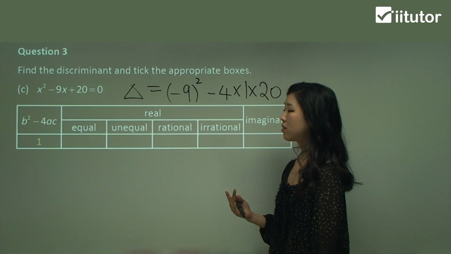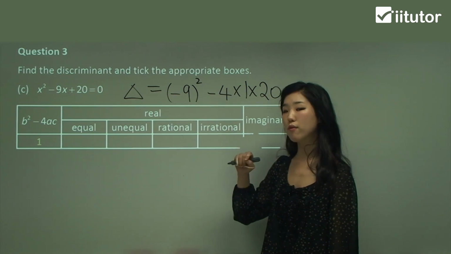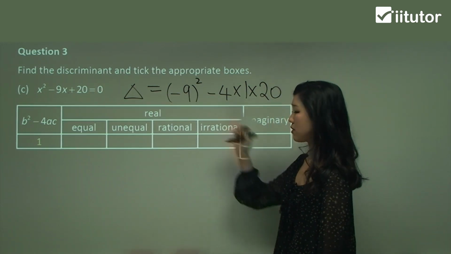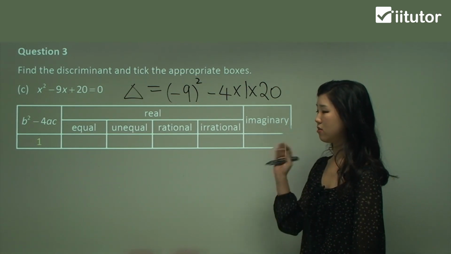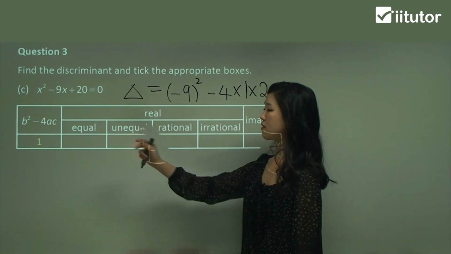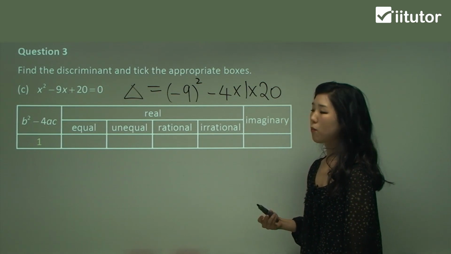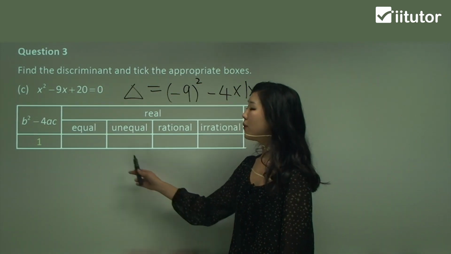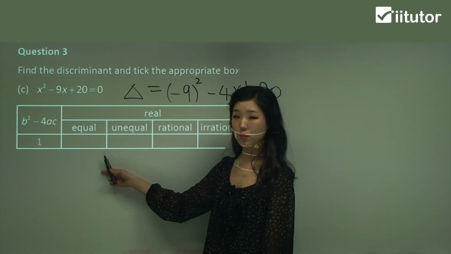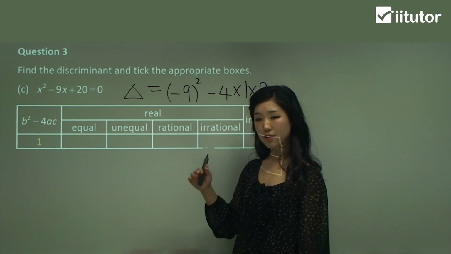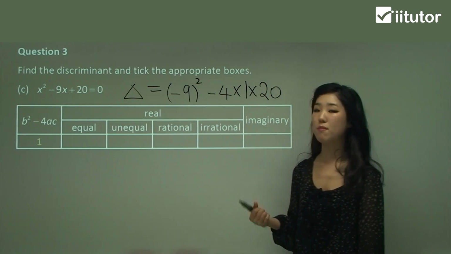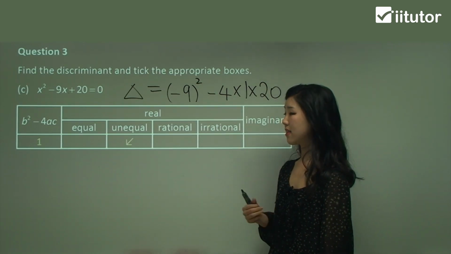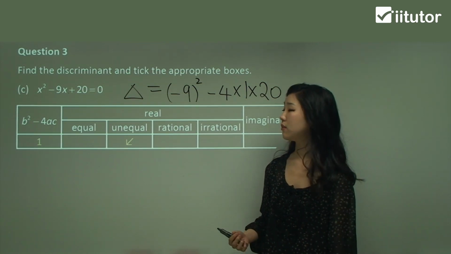Now, always think about the square root of the discriminant. Square root of 1 is 1, so therefore it's a real number. It's not going to be imaginary since it's not negative. Now if it's 1, is it going to be equal or unequal? Well, it's not equal to 0, so it can't be equal, because negative b plus root 1 is different to negative b minus root 1. So therefore the two roots are going to be unequal.